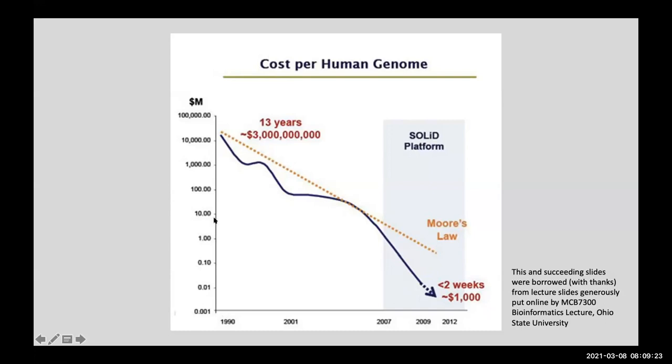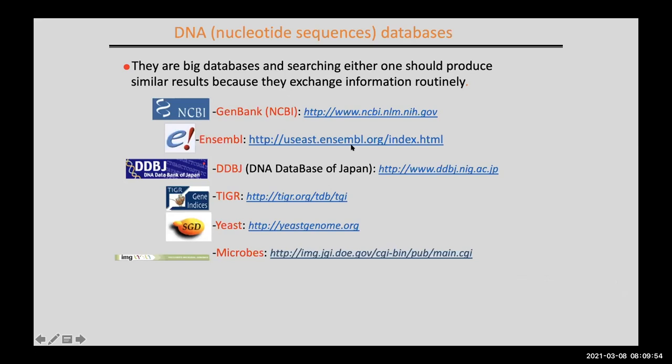Anyhow, 30 years ago, the cost of sequencing one vertebrate genome was $3 billion, and it took 13 years. And now the cost is about $1,000 and it takes just a couple weeks. So this is extremely exciting and it makes all of this sort of work that is based on genomic studies quite a bit more feasible.